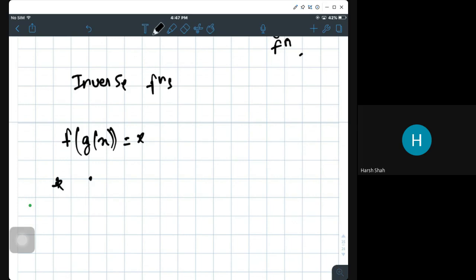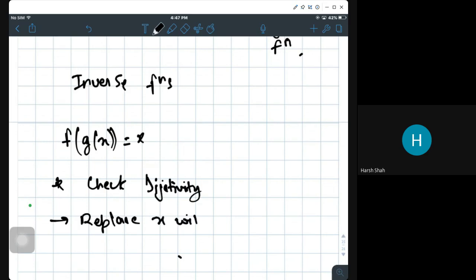How do you find an inverse function? First step is check bijectivity. A function must be bijective. After that, replace x with y and y with x in the function. Right? The y that you come up with after that, isolate y and x.